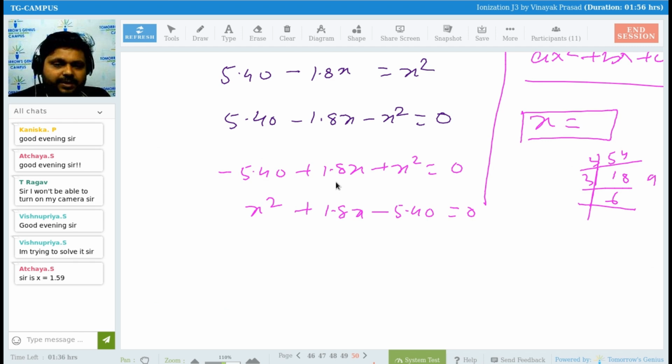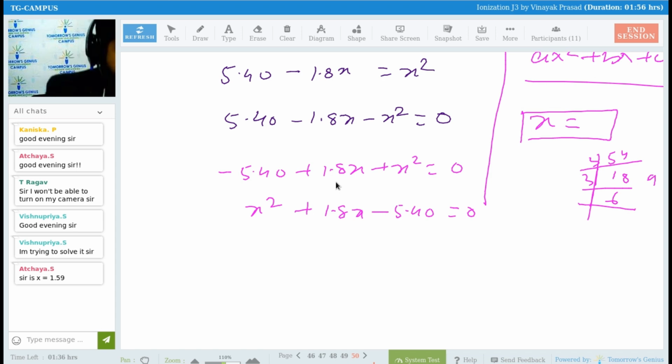Anyone else apart from Atacha who has solved this question till now? Atacha, can you please tell me how you have brought the answer for this question? What will we be applying here? What will be the formula that we will be applying here? Can you please tell me that? Sir, am I audible? Yes, can you please tell me the formula? I used the quadratic formula.